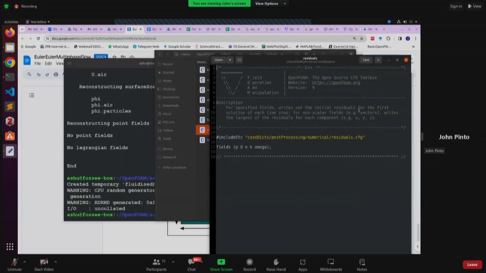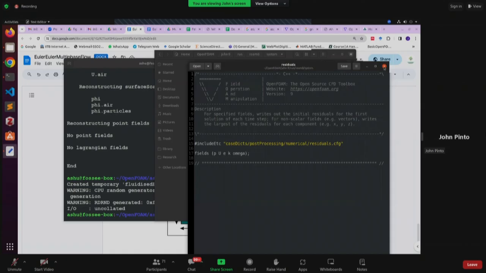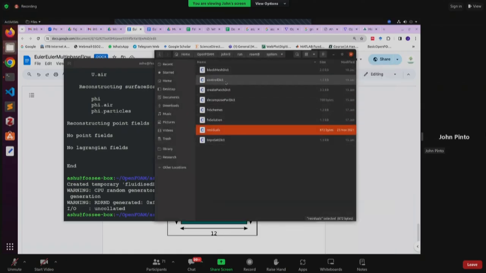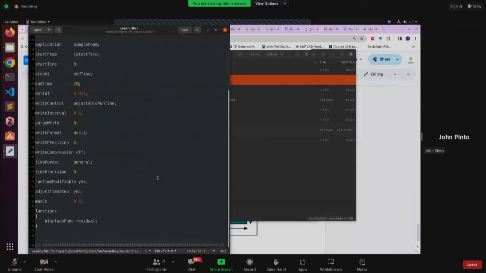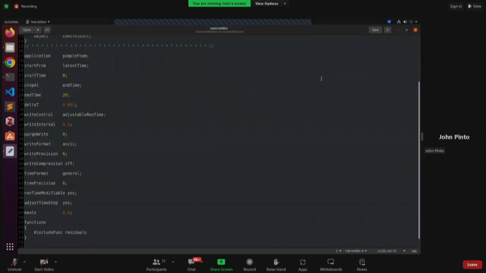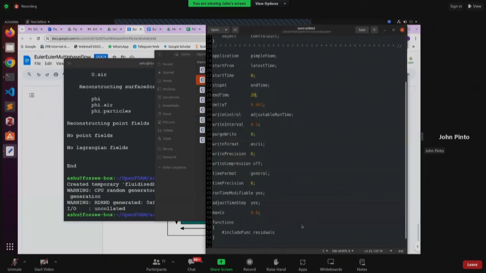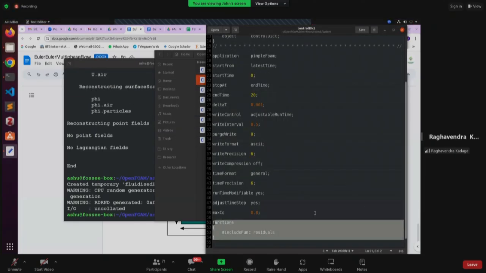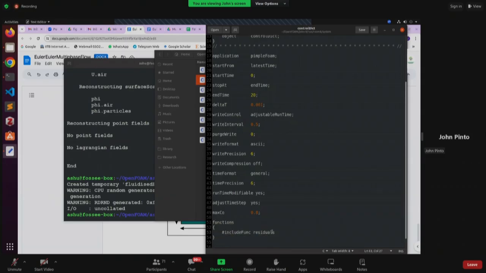Along with this, what you need to do is just one more thing. In your controlDict file, at the end, you have to just add this line. If you see the line at the bottom, are you able to see that? Function. Yes. And then include func residuals. So it will include this residuals file that is placed in your system folder. Just this. So then it will start to log these residuals.